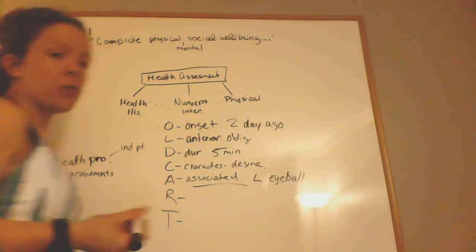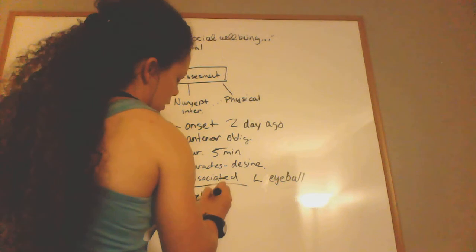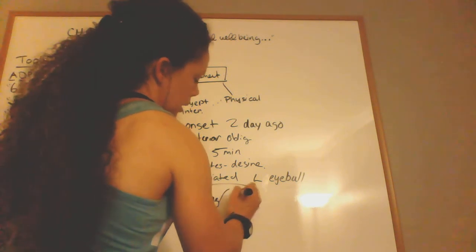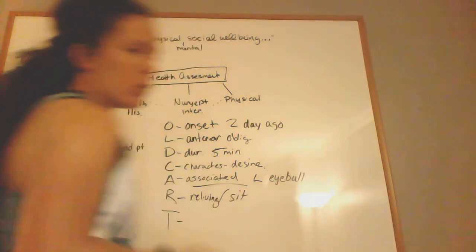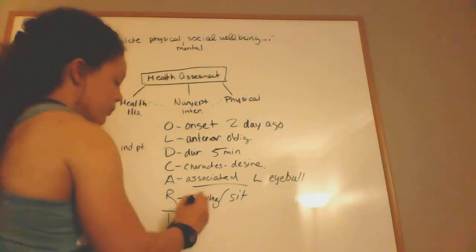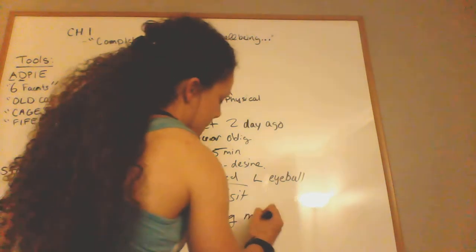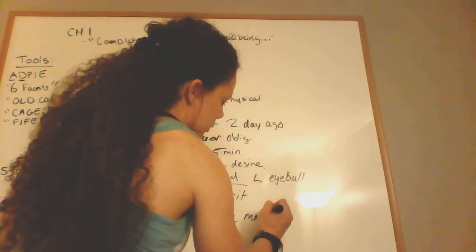Relieving factors: when I get this, I'm able to relieve it by sitting down maybe, or by resting, or whatever the case may be. Treatment: so far, I've taken 1,500 milligrams of Motrin daily for my NSAIDs.